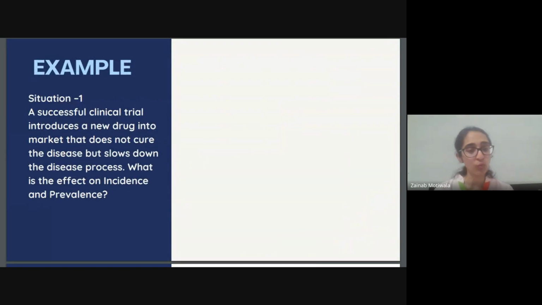Situation one is a clinical trial. A successful clinical trial introduces a new drug that slows down the disease process. It does not cure the disease, but slows down the disease process. What do you think is the effect on incidence and prevalence? You can put it in the chat box or unmute yourself. How do incidence and prevalence change? Okay, I see answers.